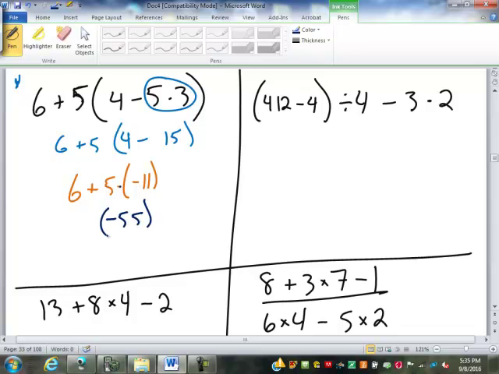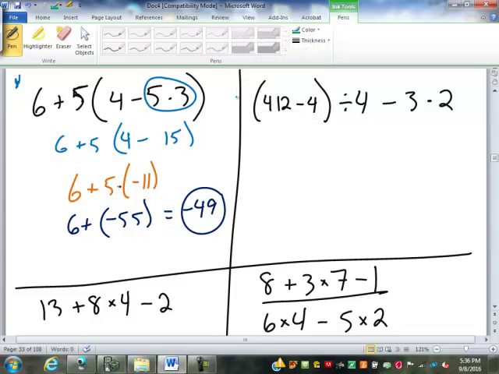Next I have 5 times the negative 11 is negative 55. And 6 plus negative 55? Negative 49. Good. How many of you had negative 49? Anybody have any questions on that one? How to do it? Okay.